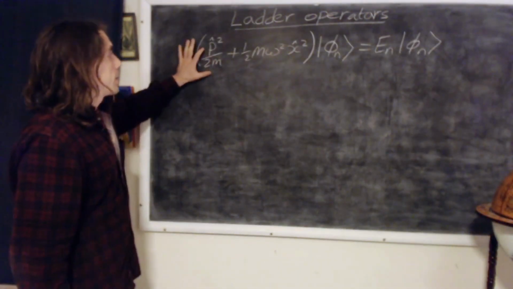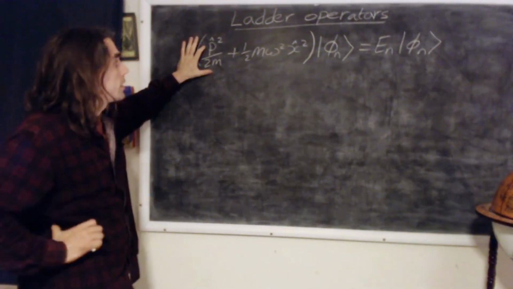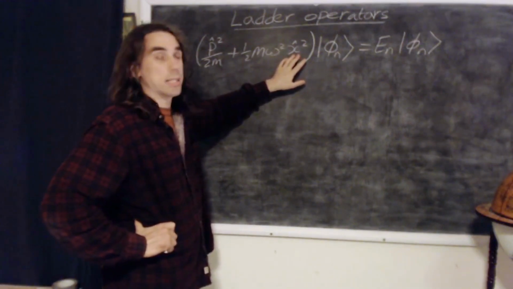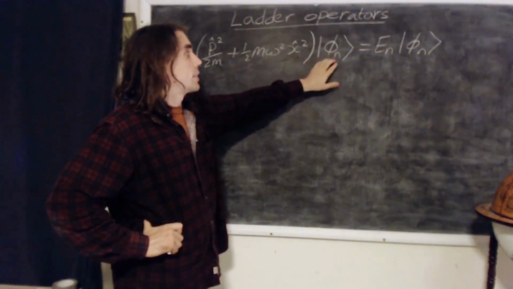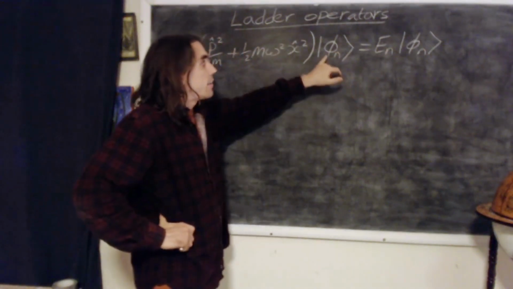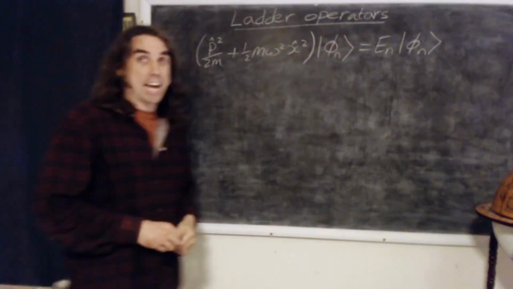So let's write the kinetic energy term as p squared over 2m, with p the momentum operator, plus half m omega squared x squared, where x is the position operator, and it's acting on eigenstates phi n and giving eigenenergies En. And again, the phi isn't really serving a purpose here. Let's just label this ket as n.